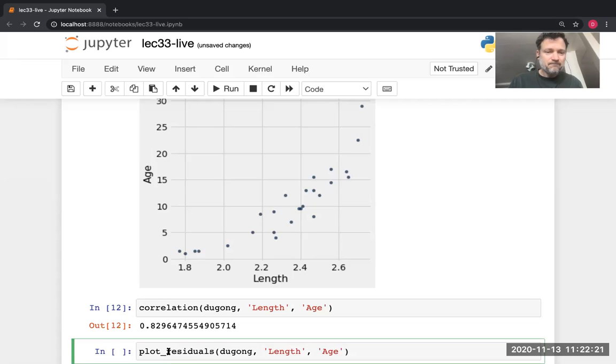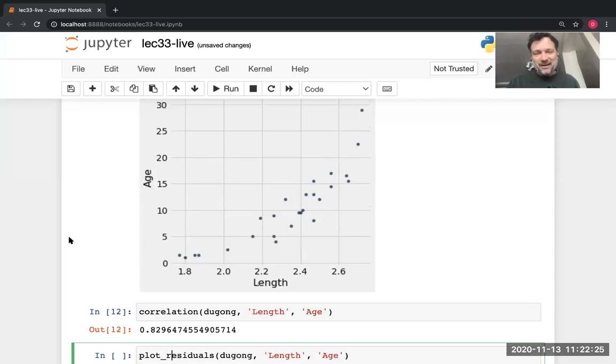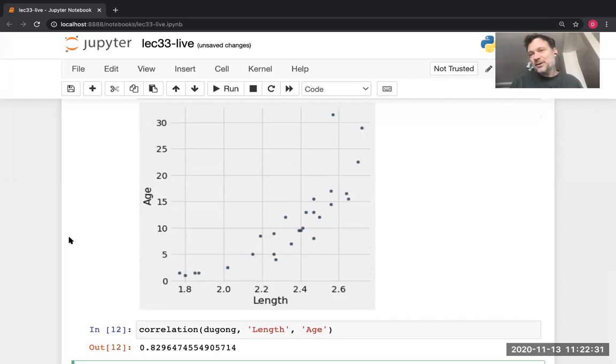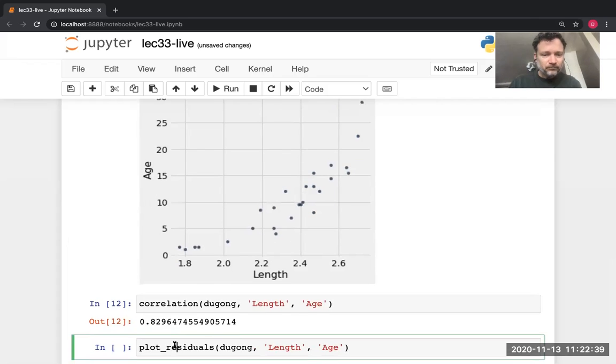I had it backwards. Oh, this makes a lot more sense. I'm sorry. We can measure the length of a dugong, and then you might want to use that to predict how old it is. So because the correlation coefficient is pretty high, that suggests that knowing the length of a dugong might be very informative at helping you make a reasonable guess at how old it is.